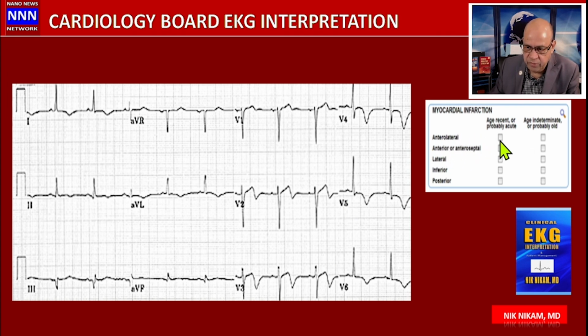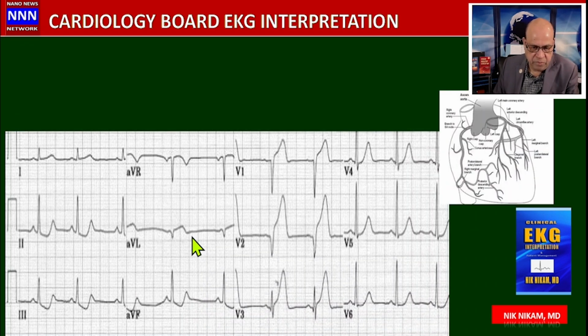So that's what we would mark. And this is, of course, you're not going to mark here because this is mainly we are seeing T wave changes. There's no ST elevation. There's no loss of R waves. So this is just ventricular ischemia or non-transmural myocardial infarction.